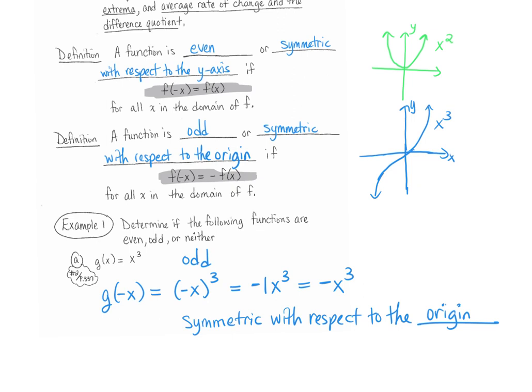Why is that equation not even? Because did we get our original function back? No, that's why. If we got our original function back, then our function would be even. But because we got the opposite of our original function, that means it's odd.